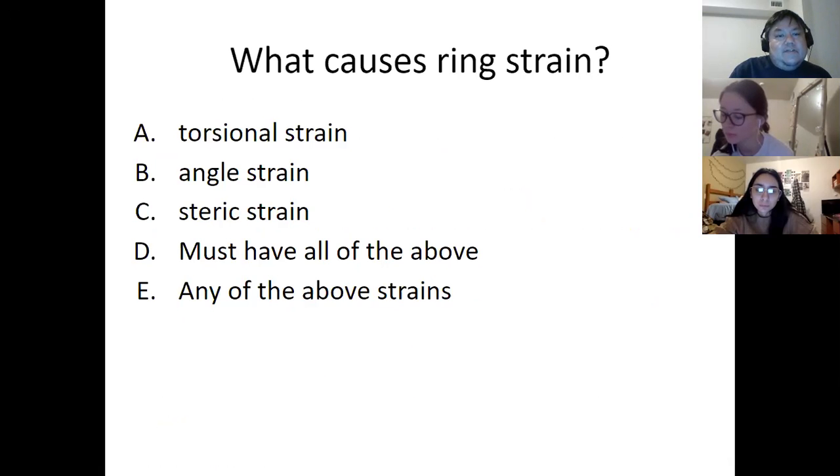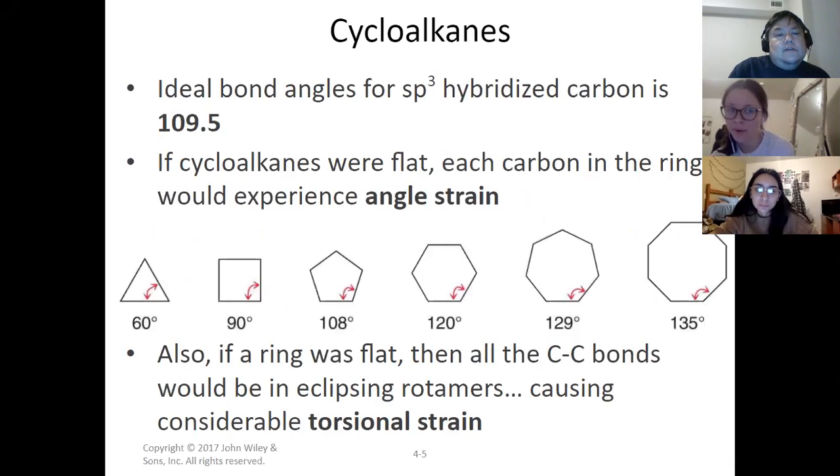can be caused by torsional strain, angle strain, and steric strain. If you remember back to Gen Chem when we were talking about this type of stuff, 109.5 degrees is the best angle for an sp3 carbon. If you make that angle any smaller between the bonds, you get this angle strain. And so if you had a flat ring, this is what the angles would be. If you look at it, which ring would be the best one for our bond angle? It would be the pentagon, right?